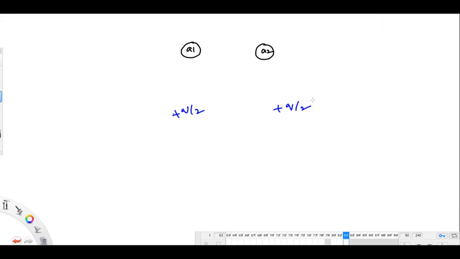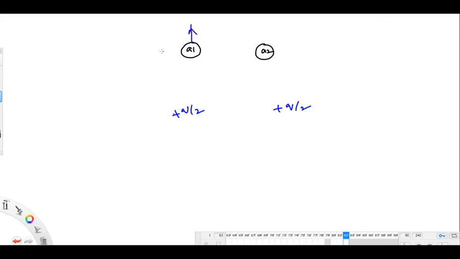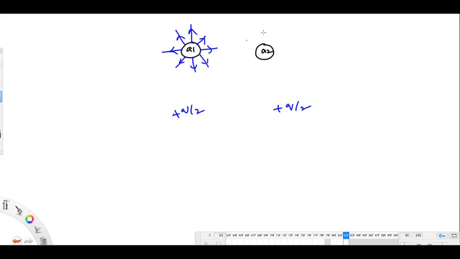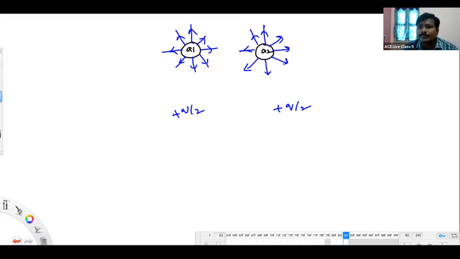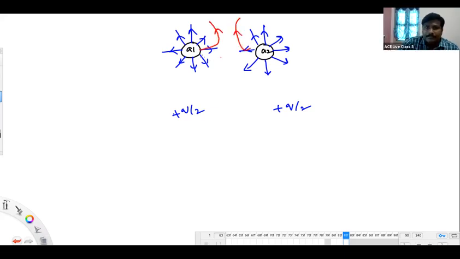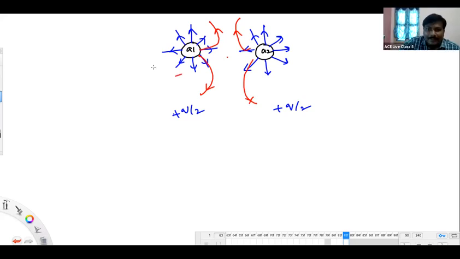If it's a positive charge, electric flux lines will be radially outward from the charge. Correct. So the flux lines will be something like this, and similarly A2 is also positive. Now if you make these two charges closer, the flux lines coming here will be opposing, so they will bend like this. At the middle you don't have any electric flux, and all these lines will be bent in this manner.